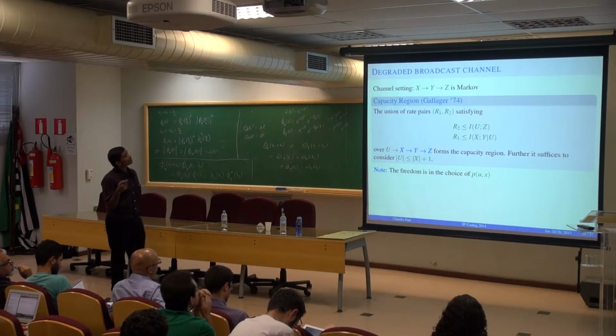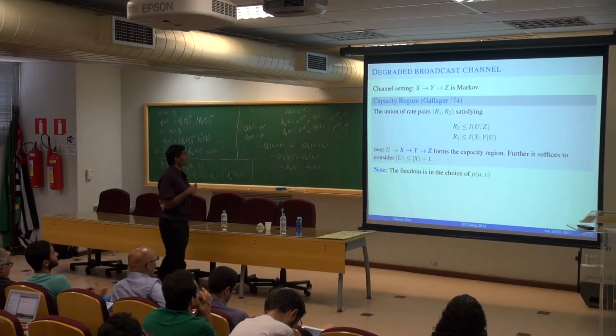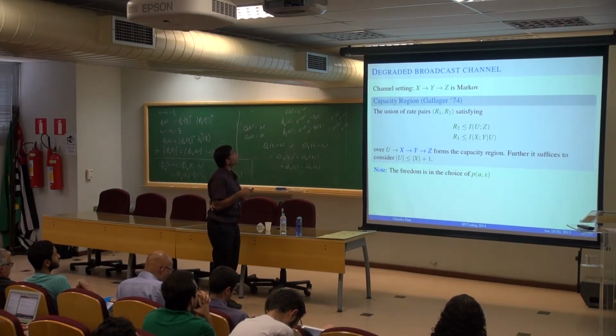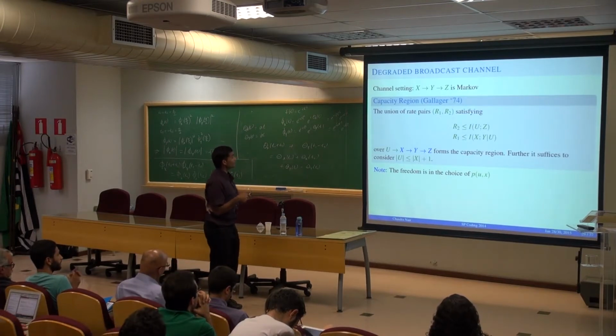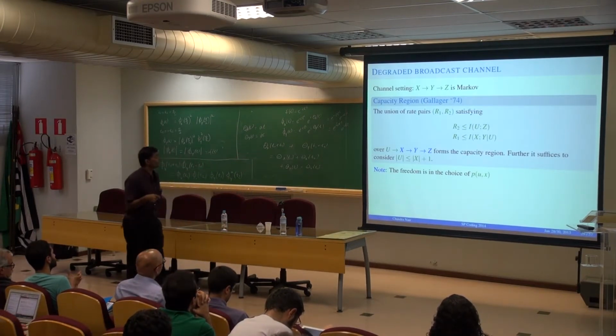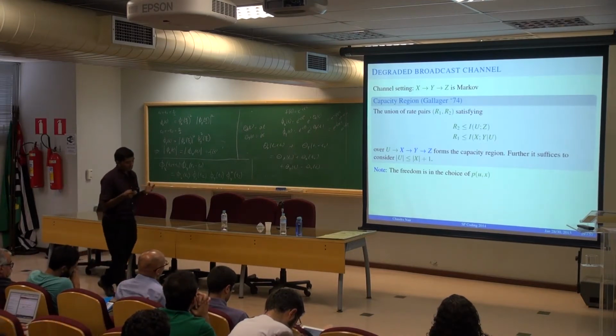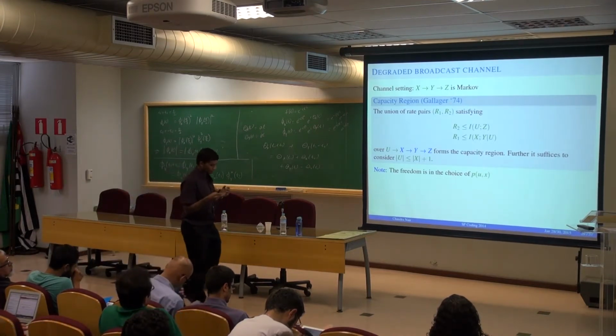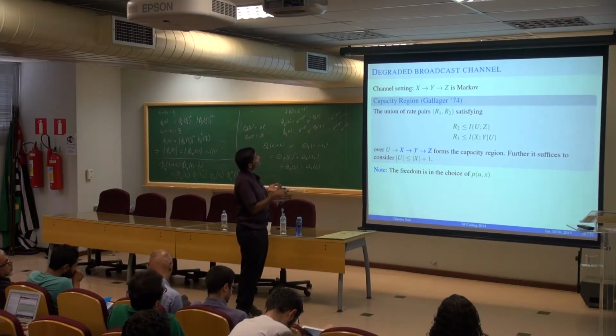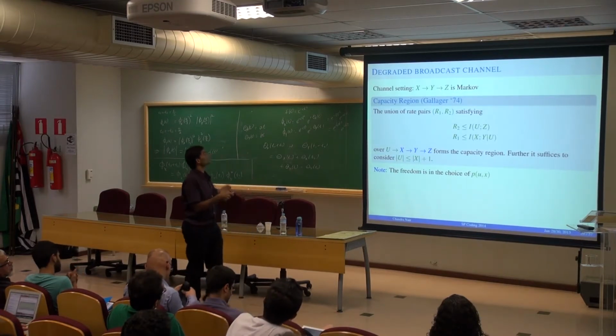Okay, so let's start with the very simple setting. We're going to start with what is known as a degraded broadcast channel. A degraded broadcast channel is a channel where, as Barros talked about in the morning, the receiver Z hears a strictly noisy version of Y.